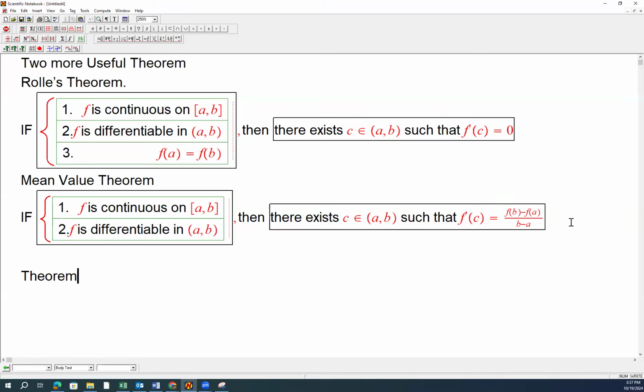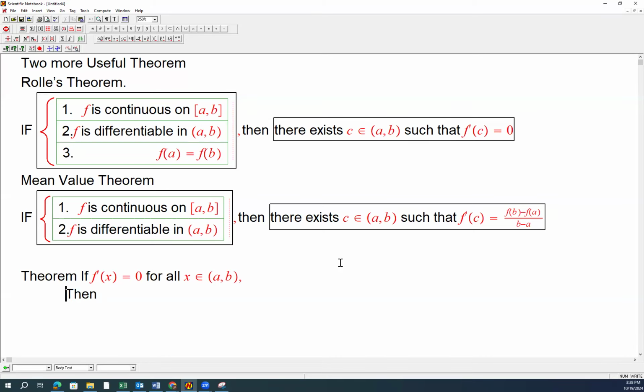Okay, so let me write down the statement. The theorem says: if the derivative of a function is equal to 0 for all the numbers x in a specific interval, a comma b, an open interval, so for any x in this interval the derivative of the function is 0, then what can we tell about this function? Then we have this conclusion.